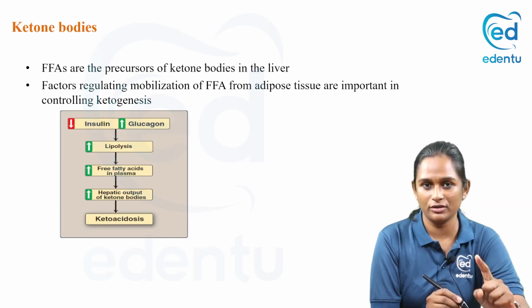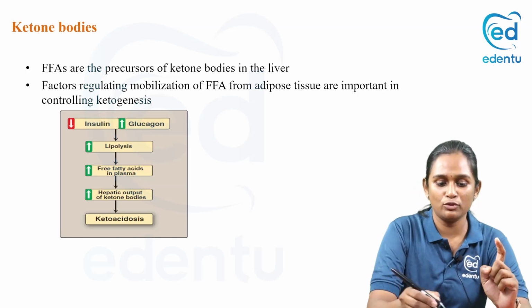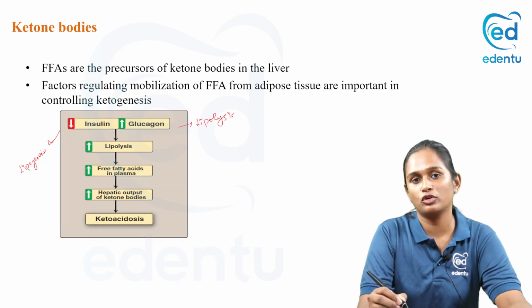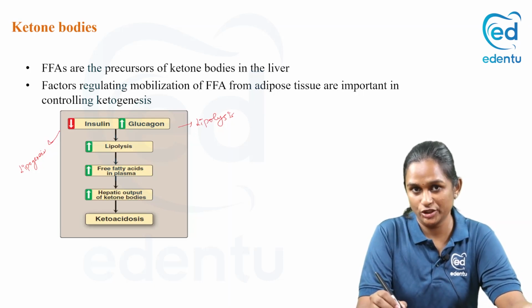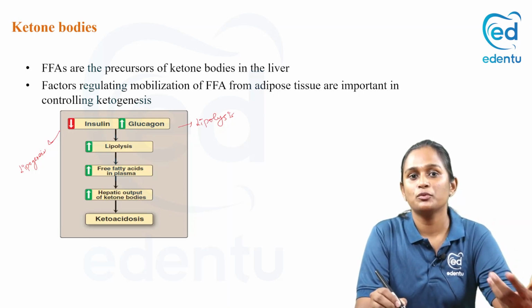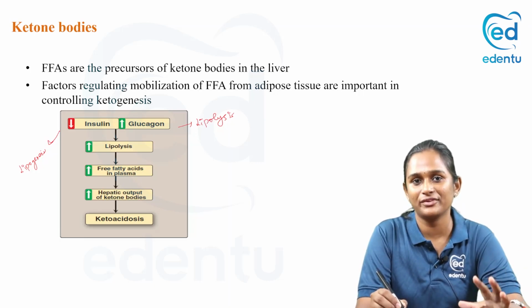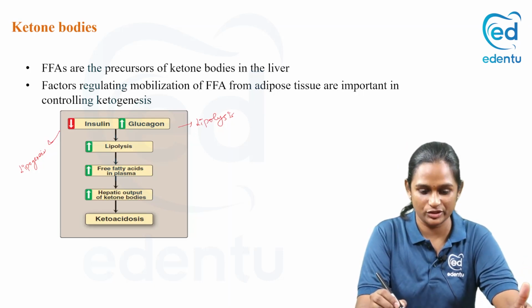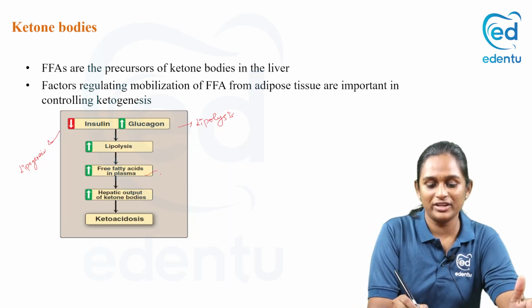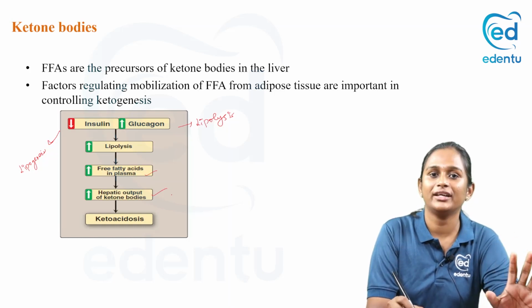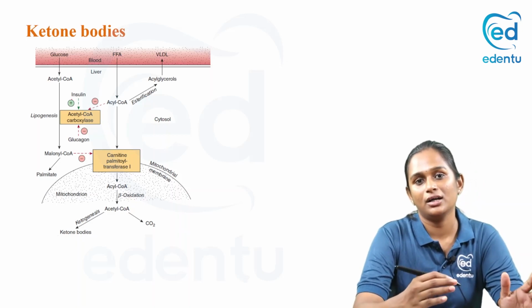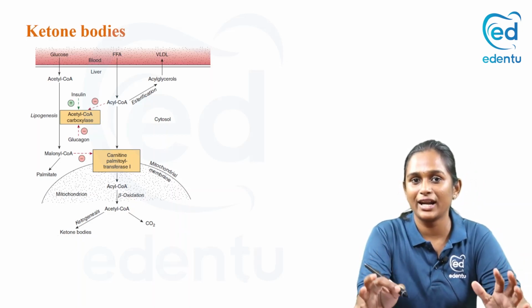The insulin glucagon ratio. We know insulin favors lipogenesis, whereas glucagon favors lipolysis. Whenever there is a higher glucagon to insulin ratio, there will be more lipolysis. So more free fatty acids will be mobilized from adipose tissue to the liver for oxidation, and will eventually be converted to ketone bodies. More lipolysis, more free fatty acids in the plasma, they go to the liver, and finally generate ketone bodies. So insulin favors lipogenesis, glucagon favors lipolysis.